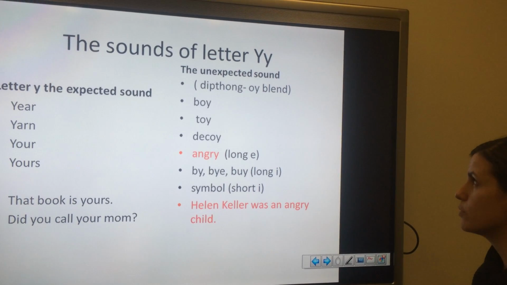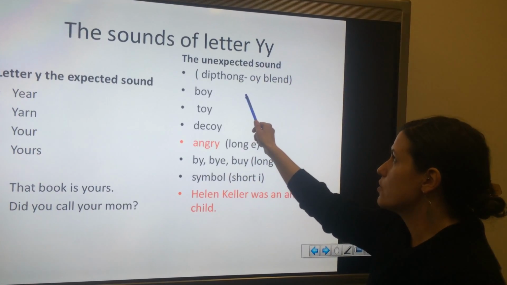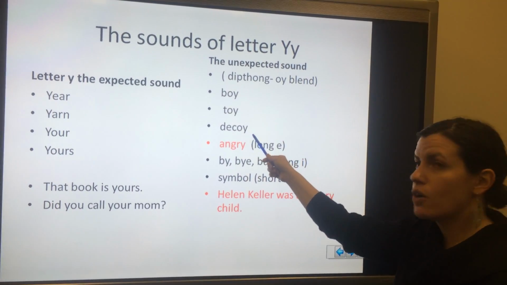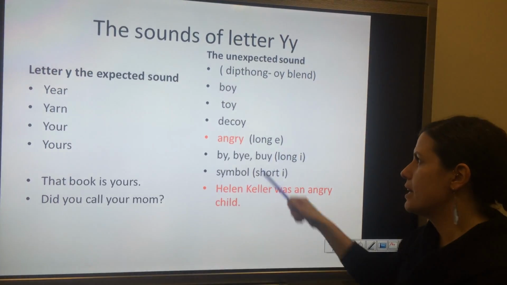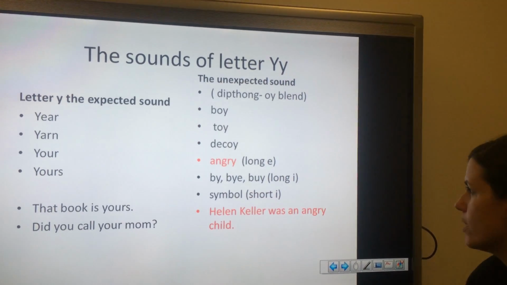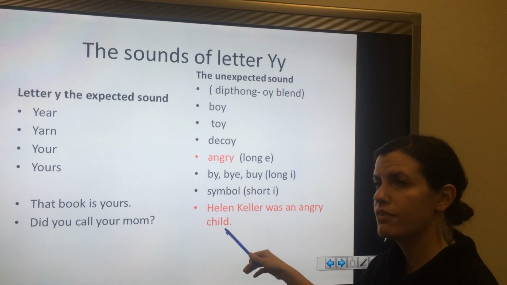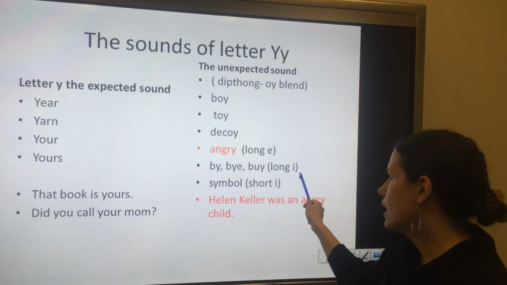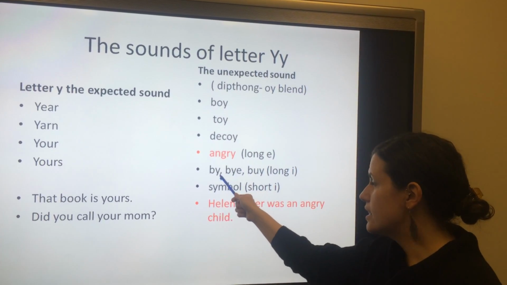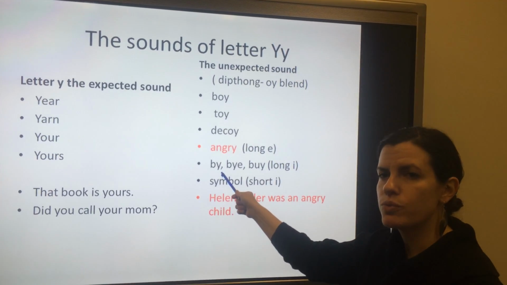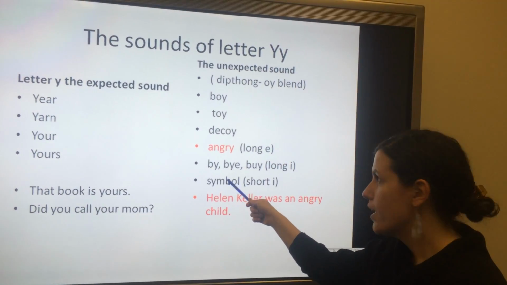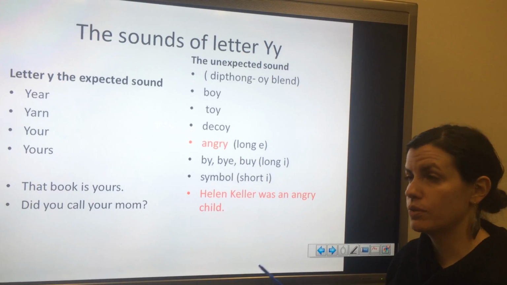Now the unexpected sound. Remember the diphthong we talked about last week? We have the OY blend: boy, toy, decoy. Sometimes it makes the long E sound, as in angry. Now here, each of these words is pronounced "bye." The Y makes a long I sound. By, as in the book was written by Sarah. Bye, as in bye, see you later. And buy, I need to buy a new computer.